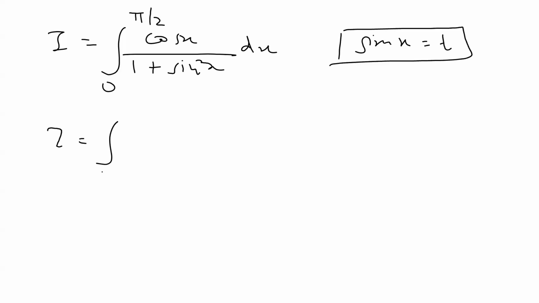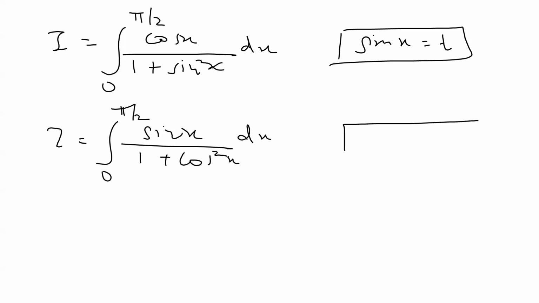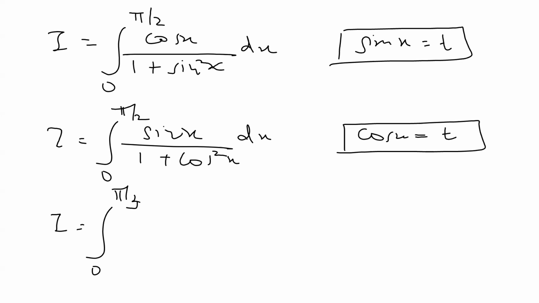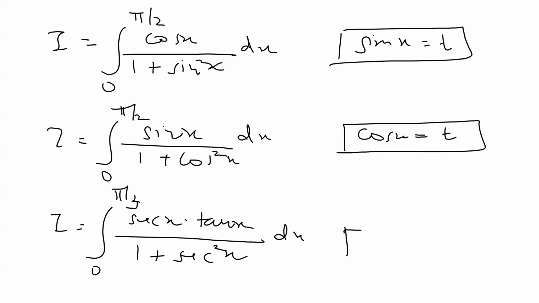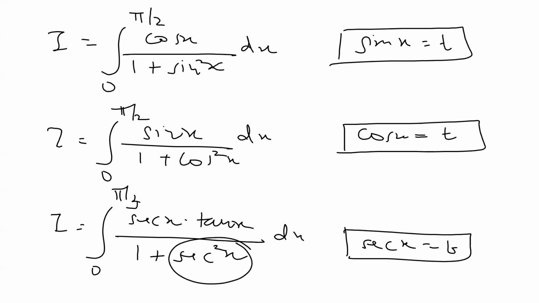So this will be t square. Okay. Next, sin x upon 1 plus cos square x. Cos x is equal to t. Next, 0 to pi by 3, sec x tan x upon 1 plus sec square x. So put sec x is equal to t because the derivative of sec x is sec x tan x. So this will be t square. Okay.